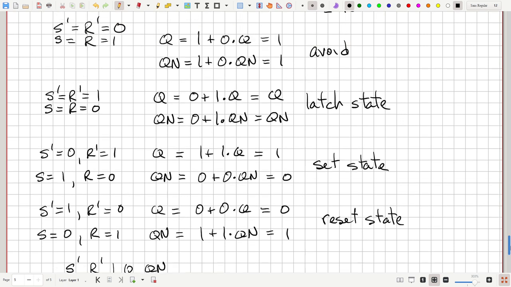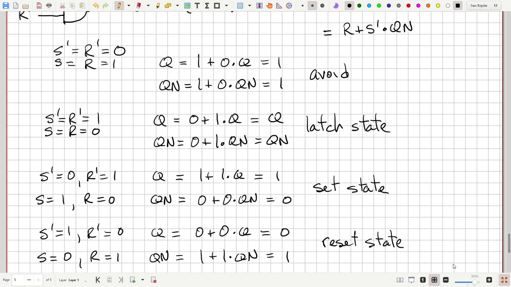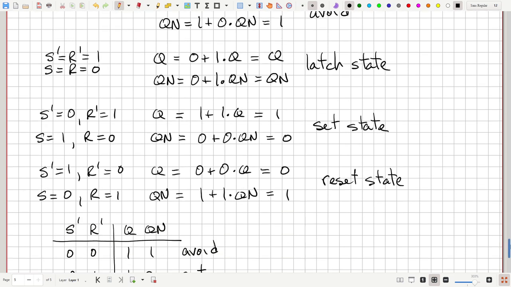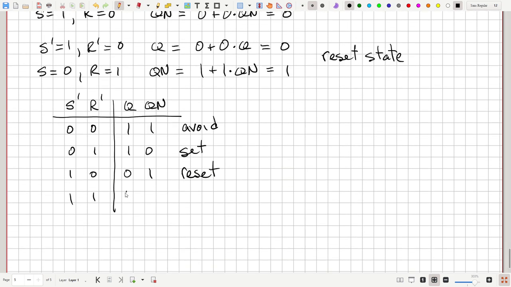And then the second state we looked at, sorry, that's where S prime and R prime are both 1, that was the latch state. And that's where Q remains Q and QN remains QN.